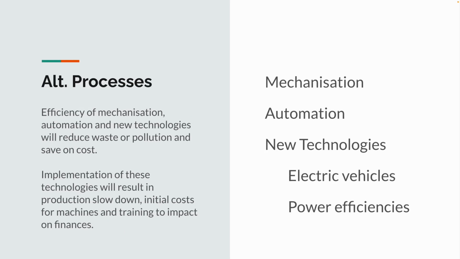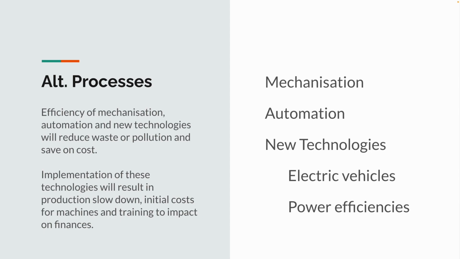We can also look at improving our impact on the environment with alternative processes. So when we talk about efficiency of mechanisation and automation, and then also using new technologies, they can reduce waste or pollution and save on costs. So if you produce waste, that's going to have an impact in itself, one on the environment, but also on your need to actually remove that waste. And pollution's obviously got a big negative to it.